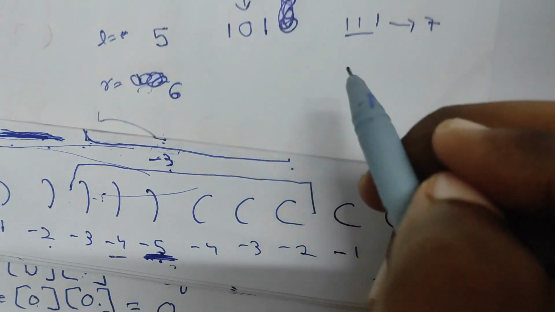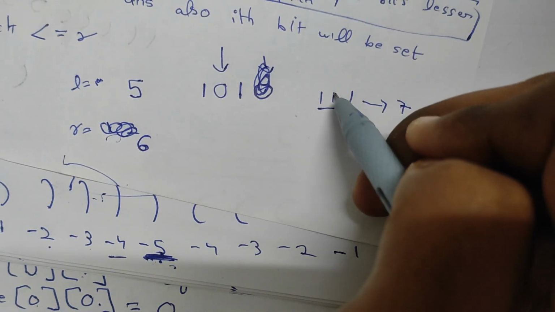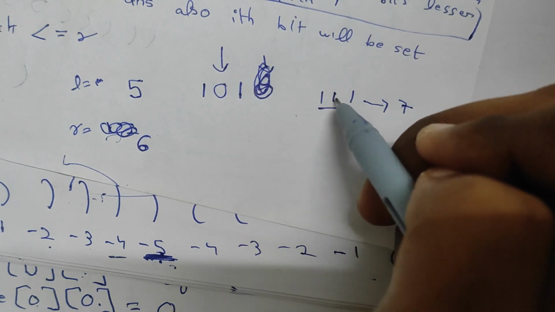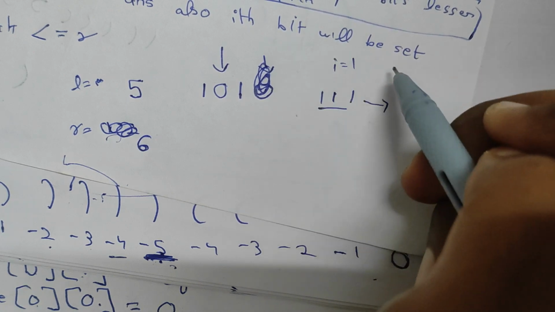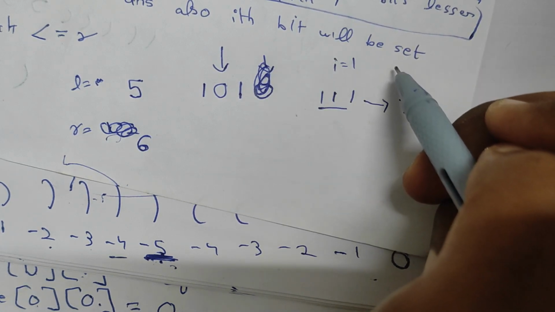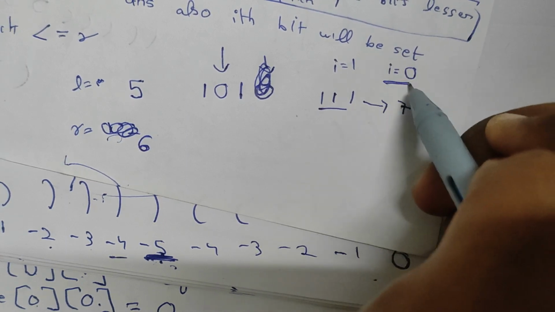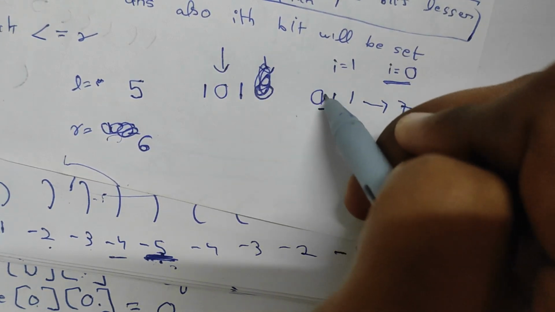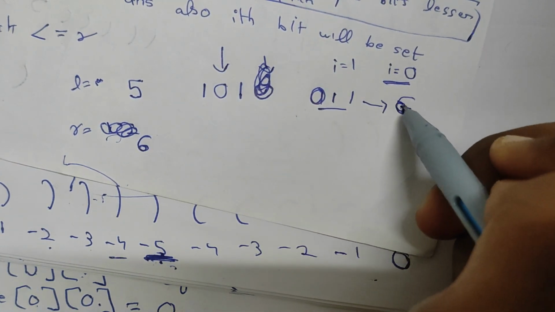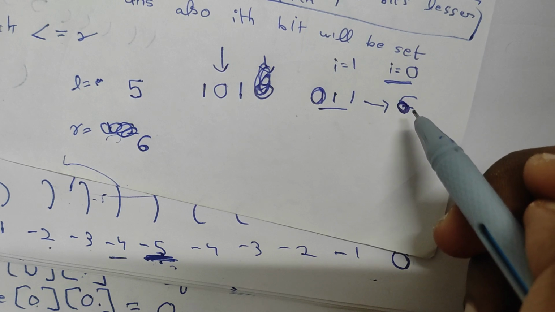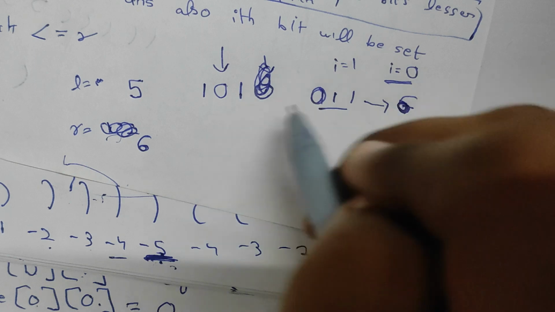It exceeds the bounds. But if we unset all the bits that are lesser than I, so what are the bits that are lesser than I? Currently I is equal to 1. So the bit that is lesser than I is I equal to 0. If we unset I equal to 0, then this value will become 6. 6 is lesser than or equal to 6, so it's a valid value.